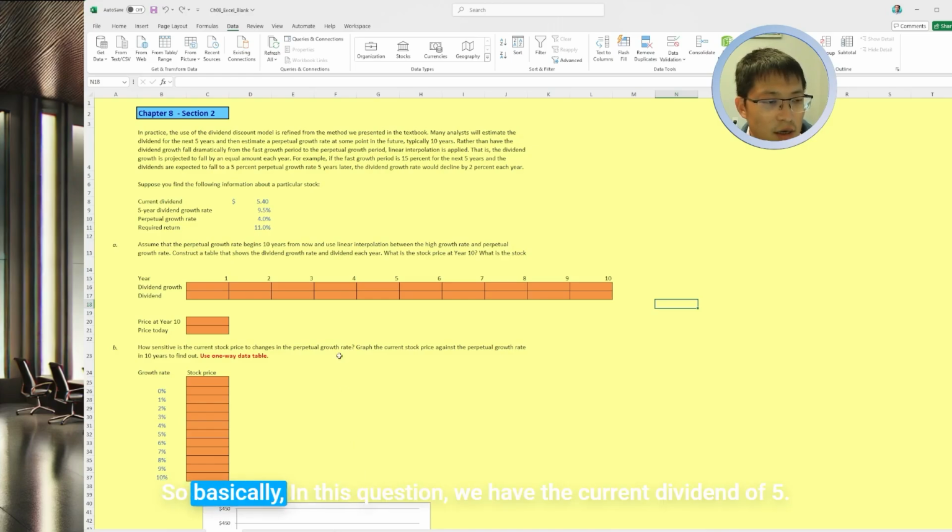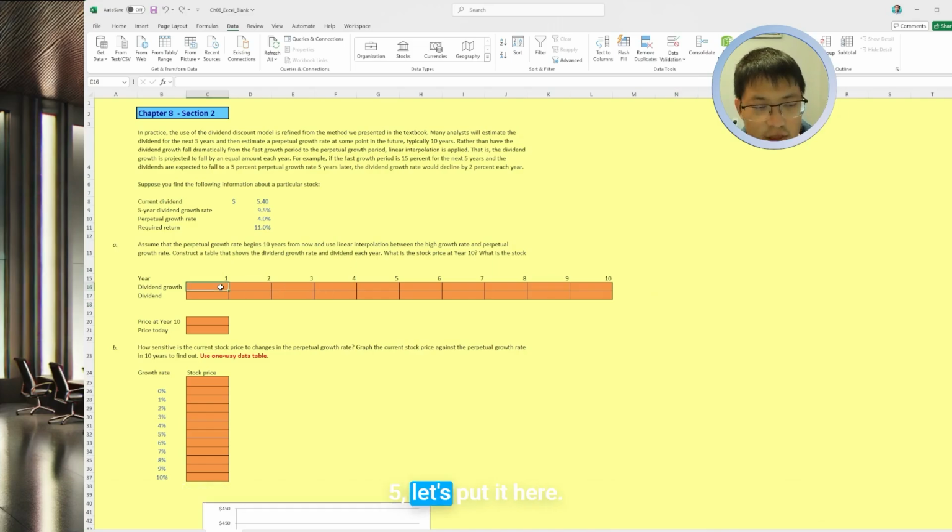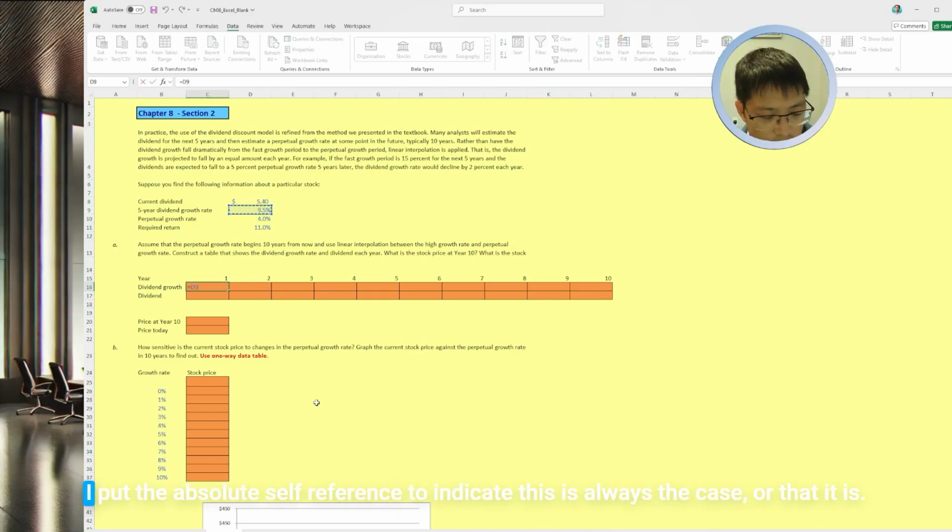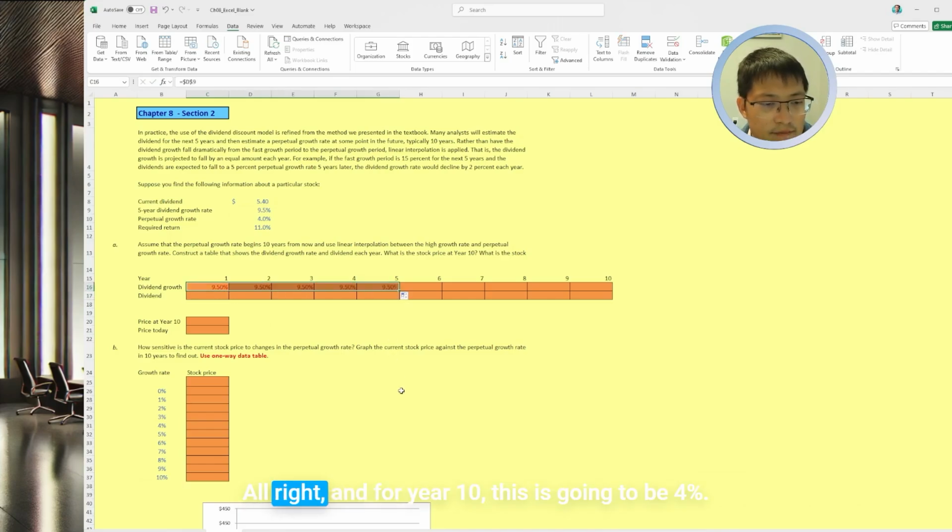So basically, in this question, we have the current dividend of $5.4. The 5-year dividend growth rate is 15%. The perpetual growth rate is 4%. Required return is 11%. So basically, what we're talking about for the first 5 years is 15%. I put that absolute self-reference to indicate this is always the case. All right. And for year 10, this is to be 4 percent.